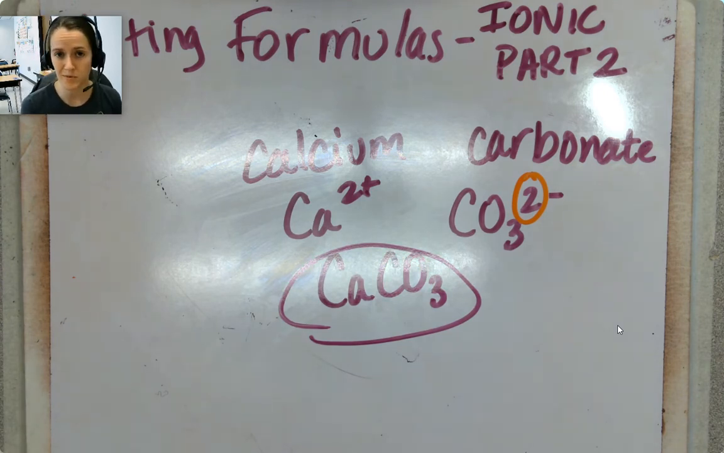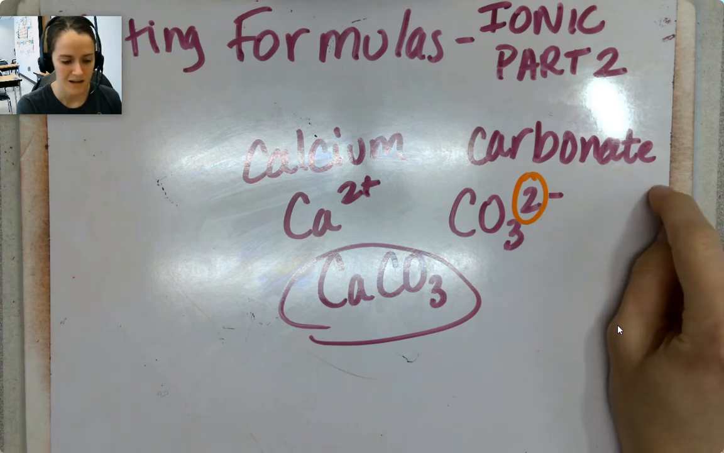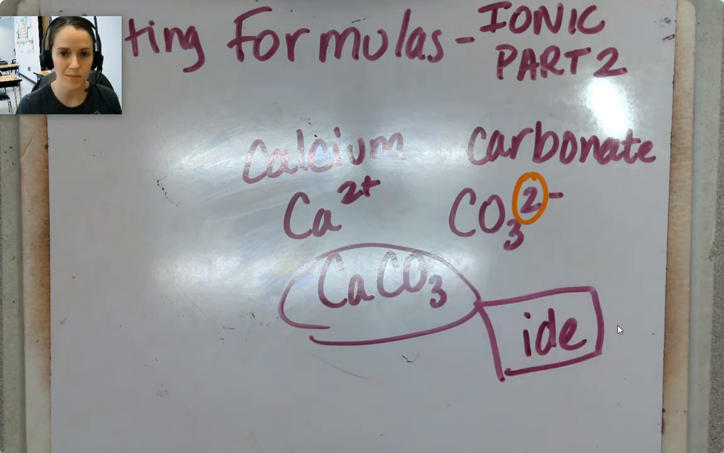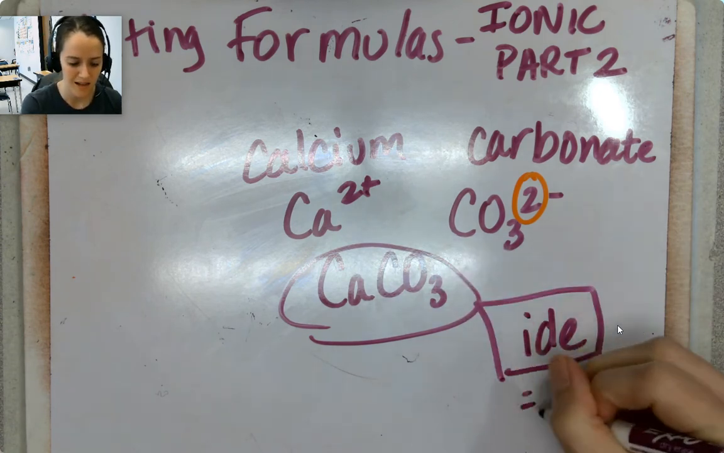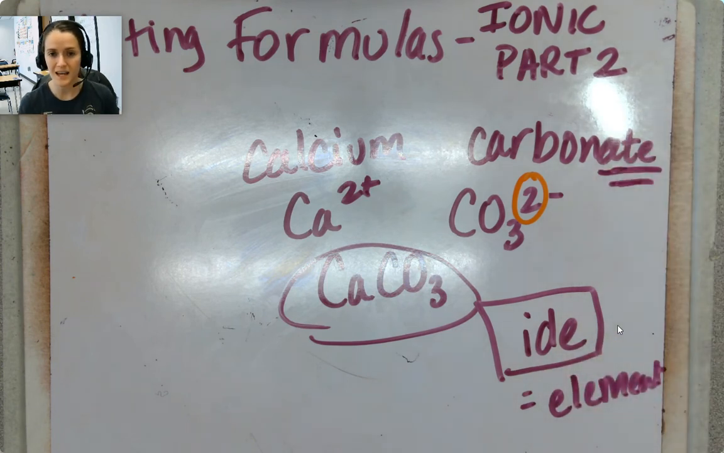You can see it's pretty much the same process as writing the binary compounds, except you need to do a little bit more work. If you see IDE, we're going to learn naming next. IDE means it's an element as the suffix here. If you see ATE, that could be a polyatomic ion. So if you see IDE, check the periodic table. Anything else, check your reference table for the list of the polyatomic ions.